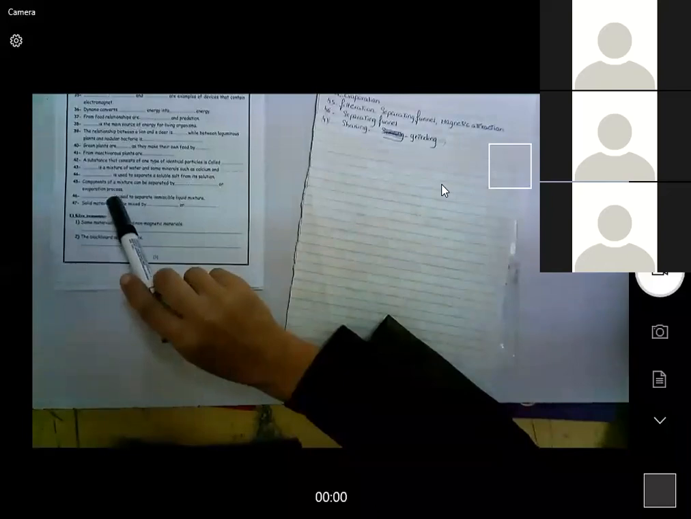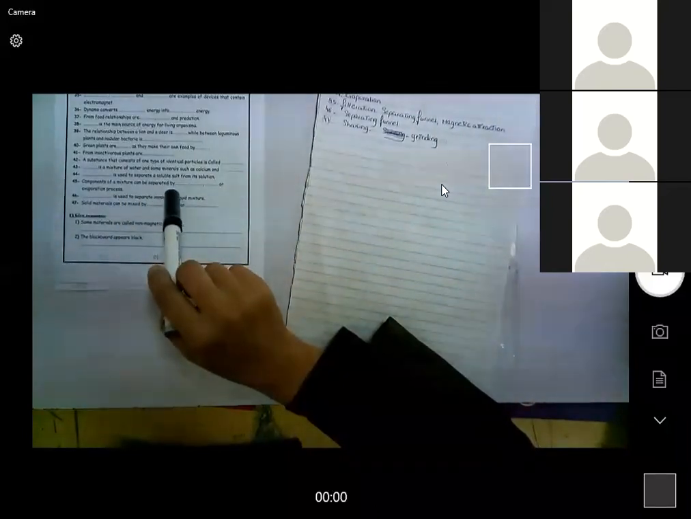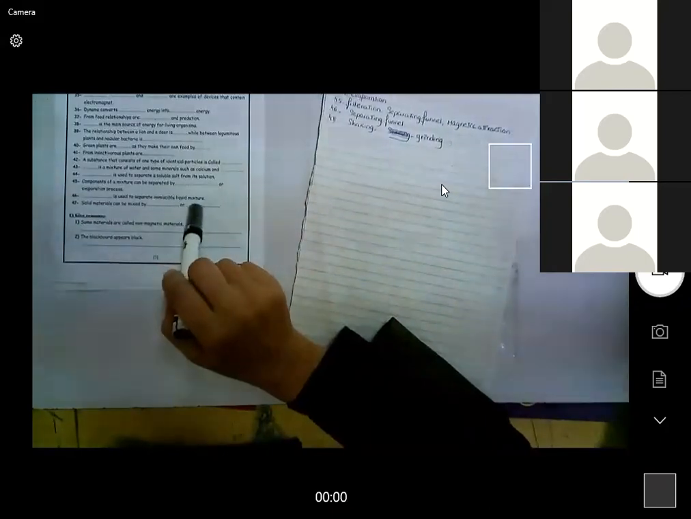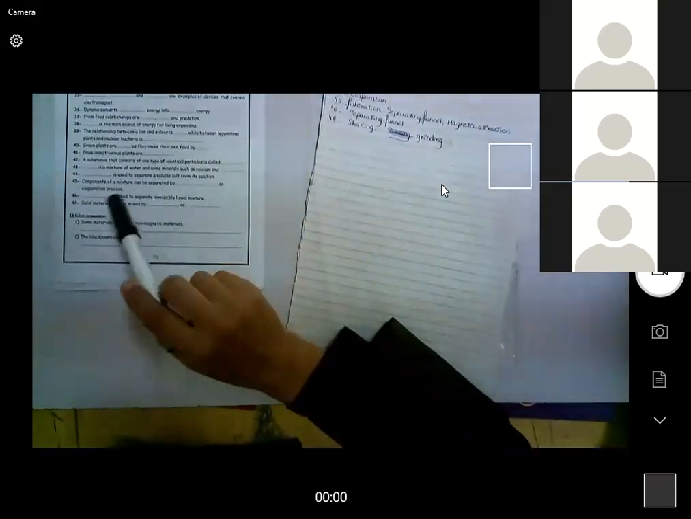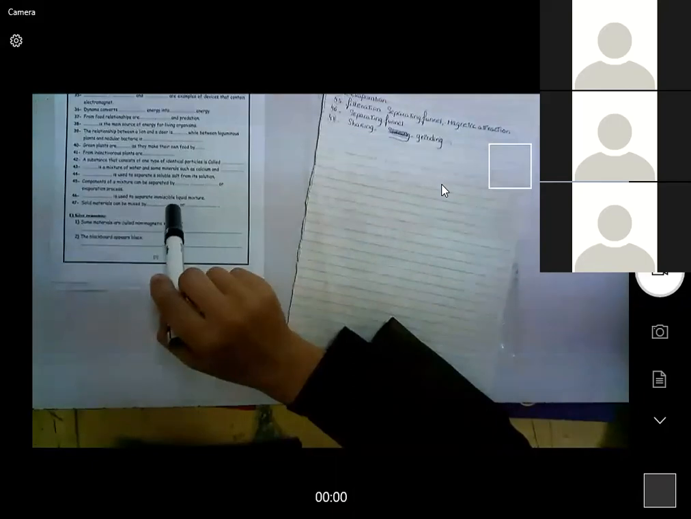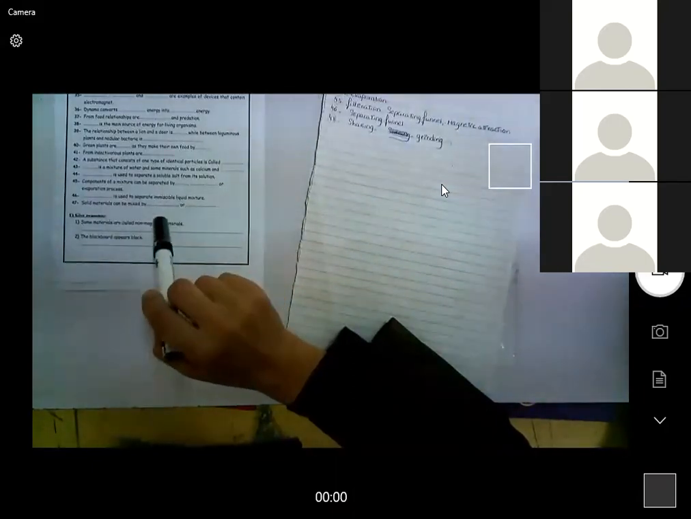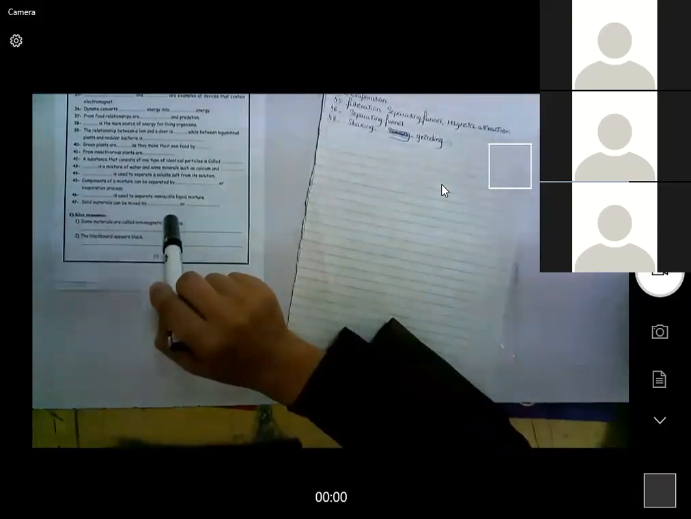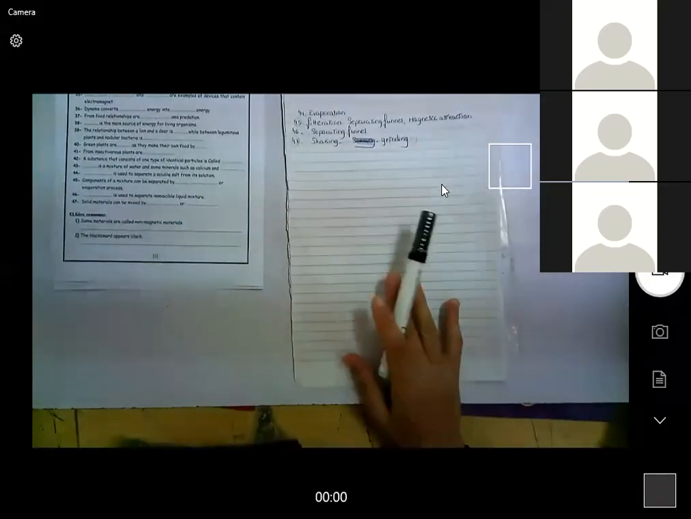45. Components of a mixture can be separated by filtration, separating funnel, magnetic attraction. The separating funnel is used to separate immiscible liquid mixtures. Solid materials can be mixed by shaking and grinding. Okay?